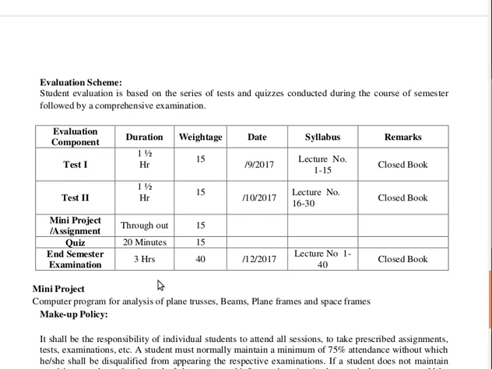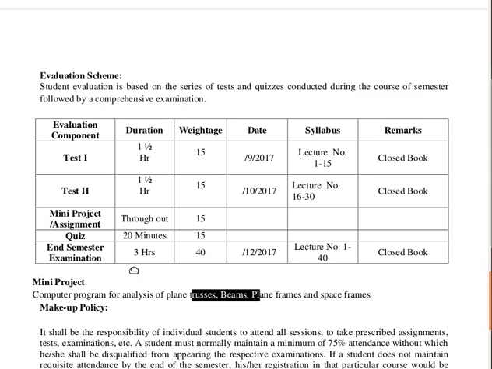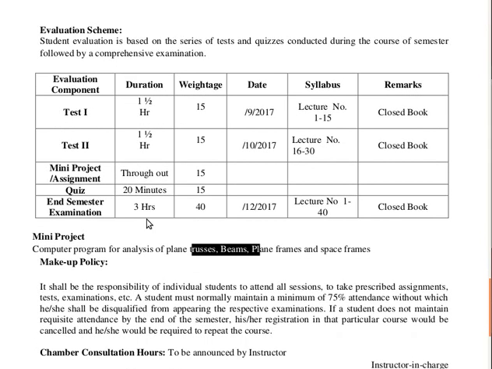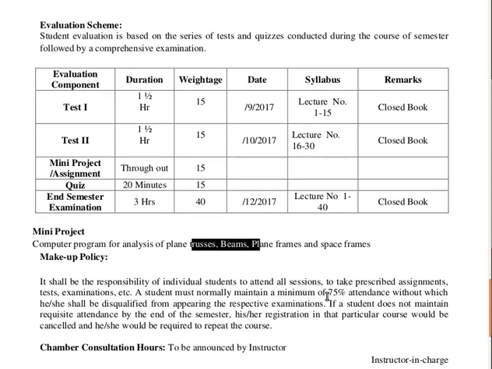Every week there will be assignments, and there will be one mini project also. So obviously in the mini project you have to write a code using any standard programming language. You can use MATLAB, or even you can use Excel sheets also to analyze beams, planes, and space structures. Formulas and all theory we will discuss in our class, but you have to code it, and you can run the program, and I will give different problems for different individual students. You have to write your own computer program and solve this problem. That will be your mini project.